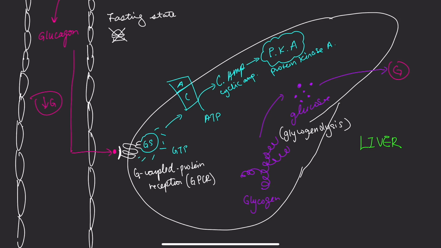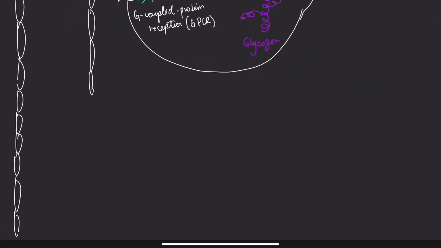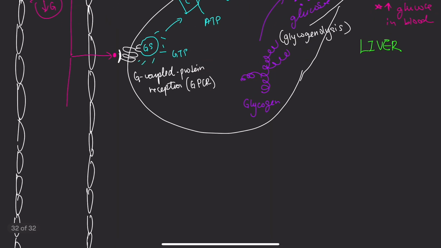Glucagon also stimulates gluconeogenesis, producing glucose from non-carbohydrate sources that we will explore in just a second.